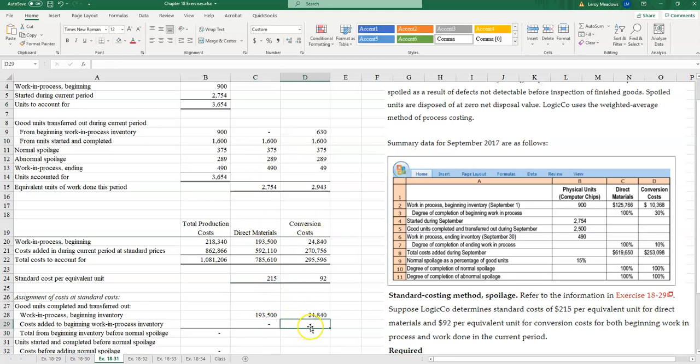However, we did have to add more conversion costs to our beginning inventory. And how much did we have to add? We had to add 630 equivalent units times the standard cost per equivalent unit. So that's going to be a dollar amount of $57,960. And that's going to give me a total of $218,340.